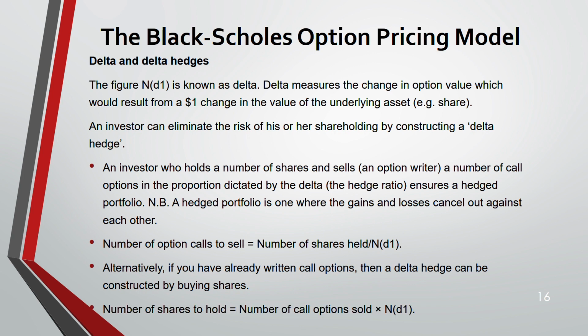If it is the other way, the alternative method, then the number of shares to hold equals the number of call options sold times N(d1). Just check: in the earlier one, it is the number of shares held divided by N(d1). For the number of call options to sell, and if you want to find the number of shares to hold to hedge your position, then it is the number of call options sold times N(d1).